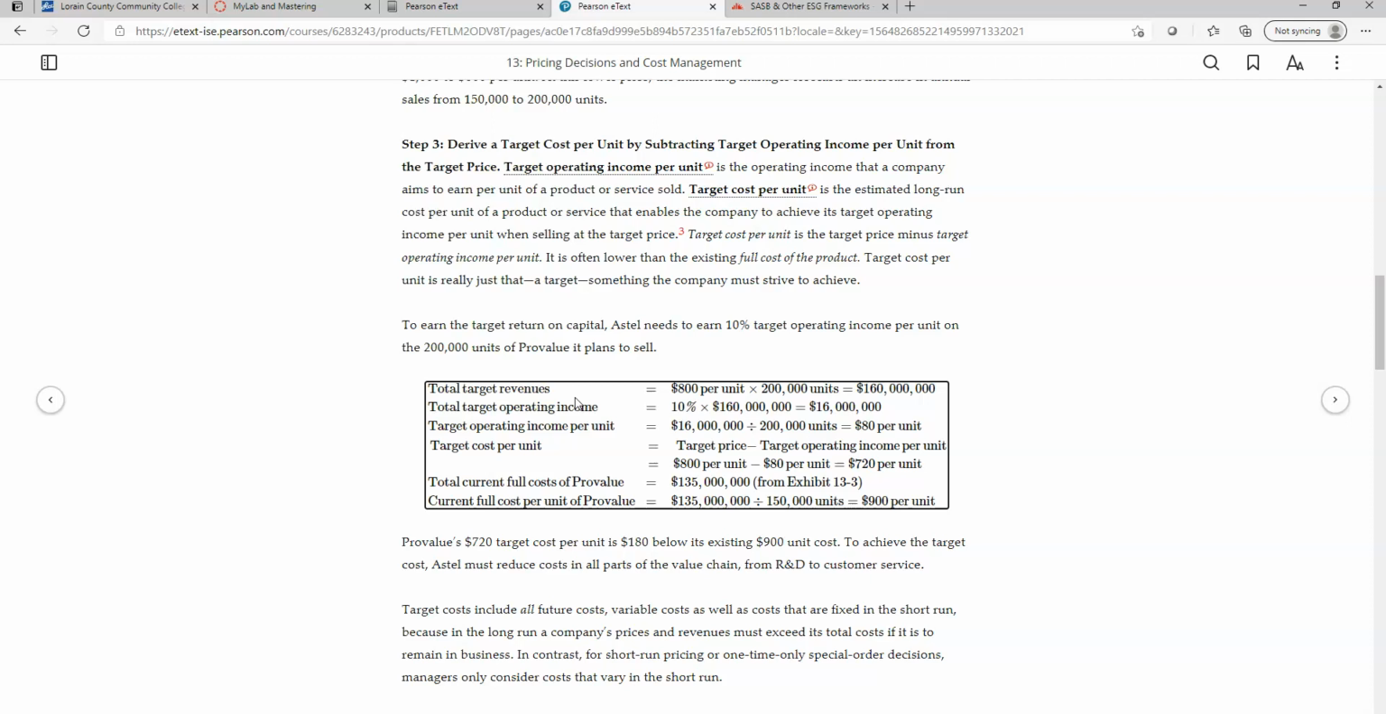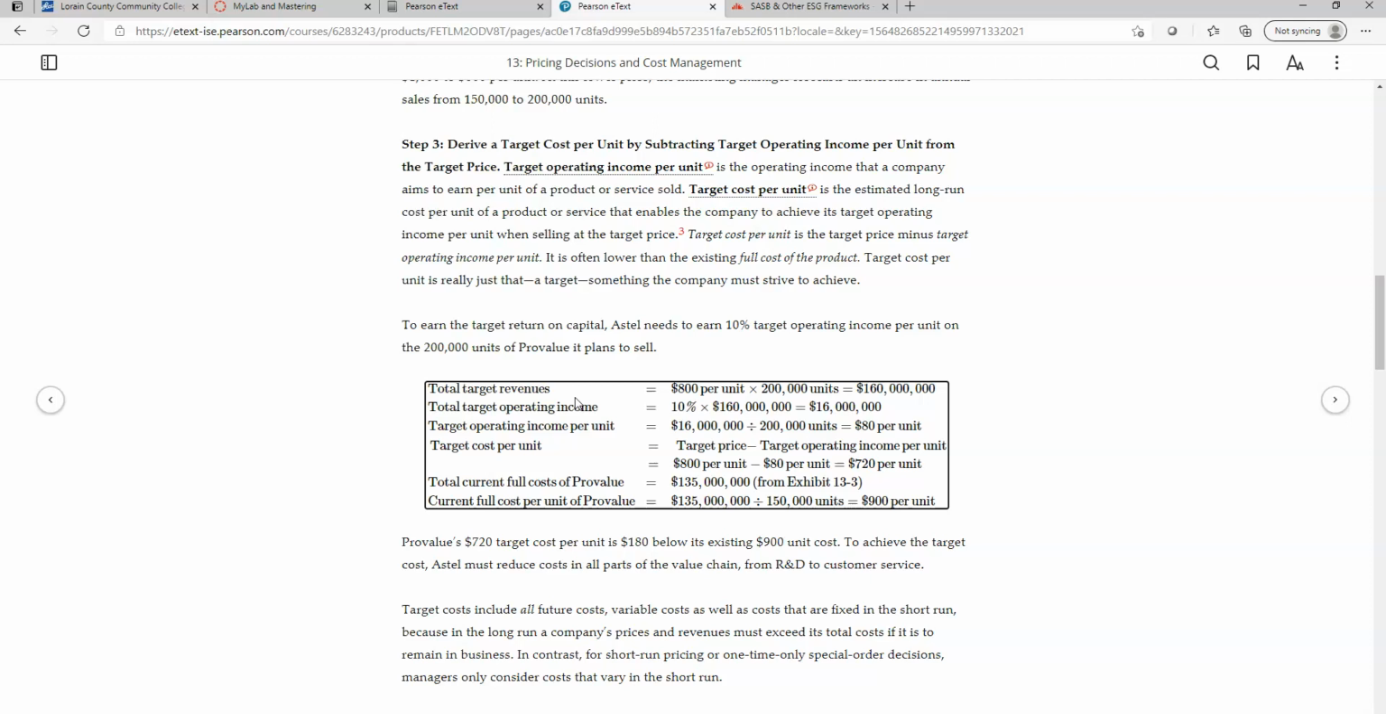Now, on a per unit basis, I'm going to take that $16 million and divide that by 200,000 units to get $80 of operating profit per unit. So now that I know my target sales price, I also know my markup component or my target operating income, $80, I can now compute the target cost per unit. Take my $800 per unit, subtract out my target operating income. So the cost of this new laptop is going to need to be $720 per unit.